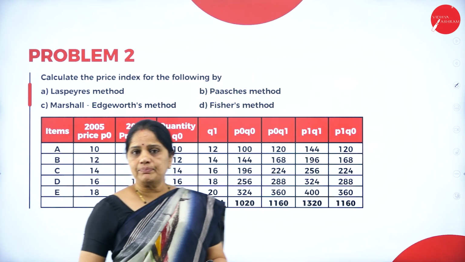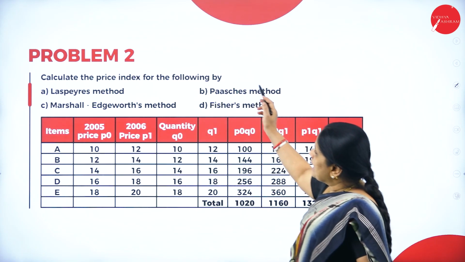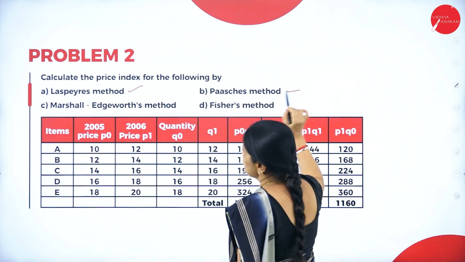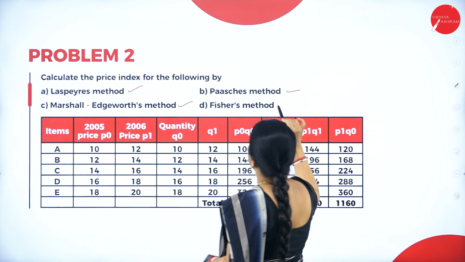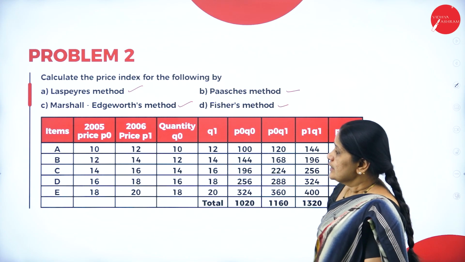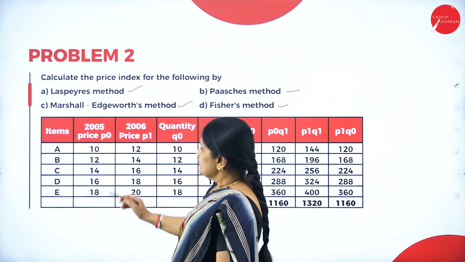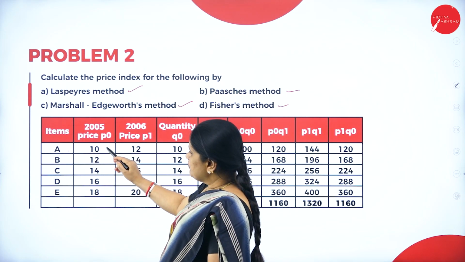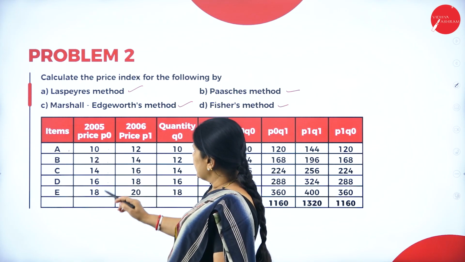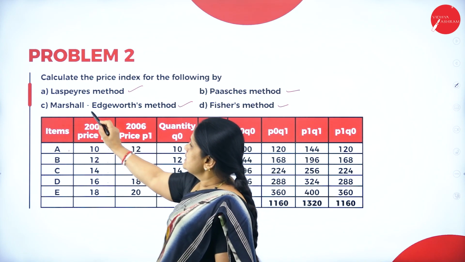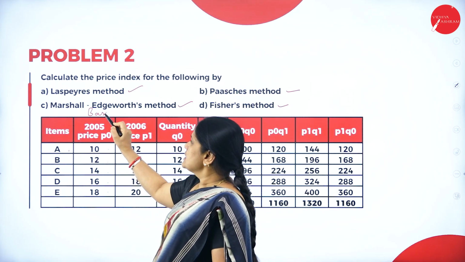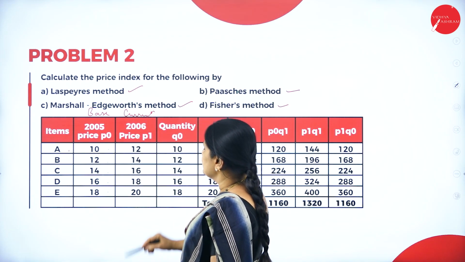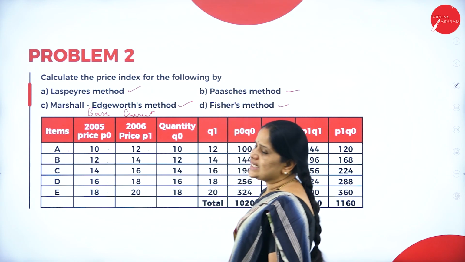Next, we have a problem here. Calculate the price index for the following by the last year's method, past year's method, Marshall-Edgeworth method and Fisher's method. Here we have the items: there are 5 items A, B, C, D and E. The prices are 10, 12, 14, 16, 18. 2005 is the base year and 2006 is the current year: 12, 14, 16, 18, 20.